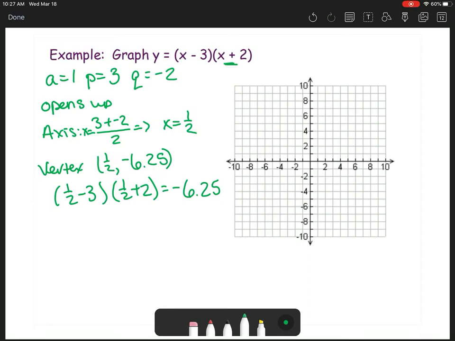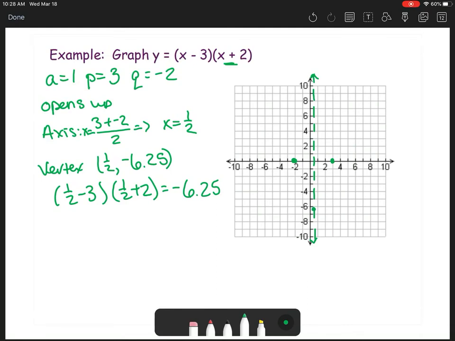So we can plot everything we know again. Our x-intercepts of 3 and negative 2. Oops, I forgot the axis of symmetry at 1/2. We're going to have to squish it in here because I didn't give myself nice graph paper. Okay, and then our vertex right there on that axis of symmetry at negative 6.25. We'll have to estimate where that goes, about there.